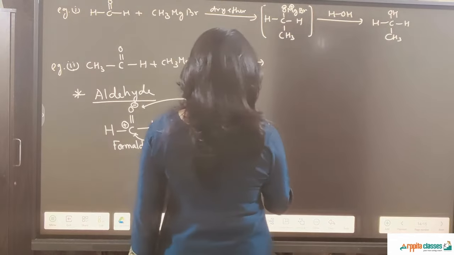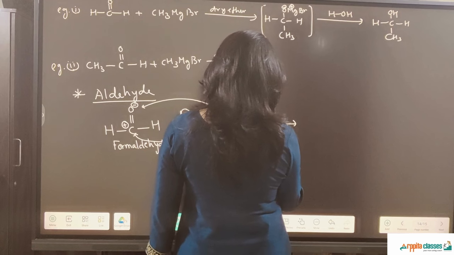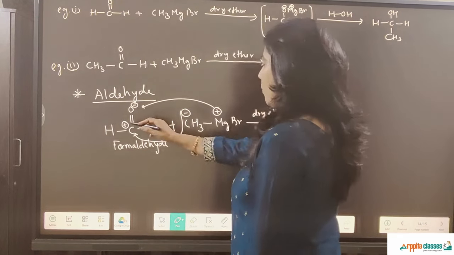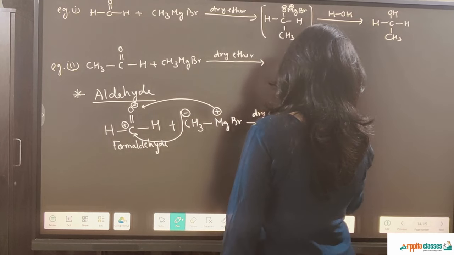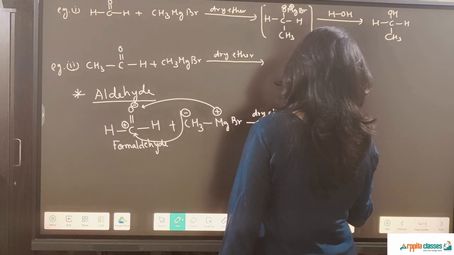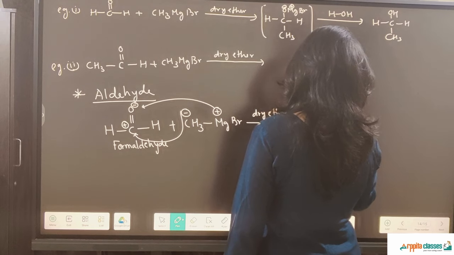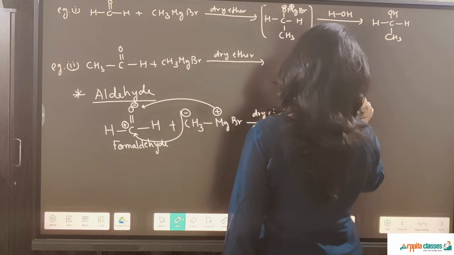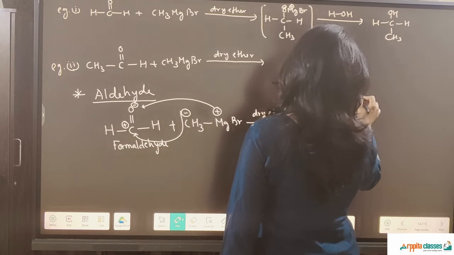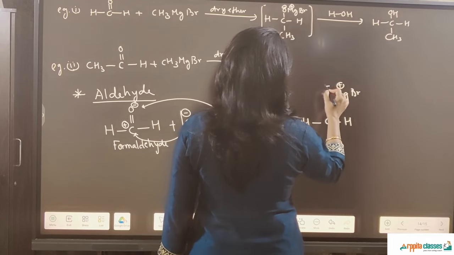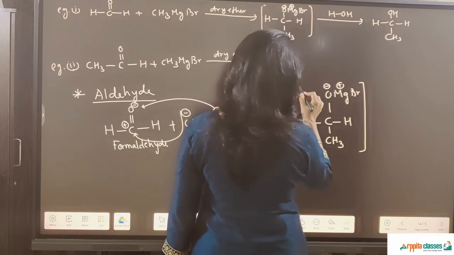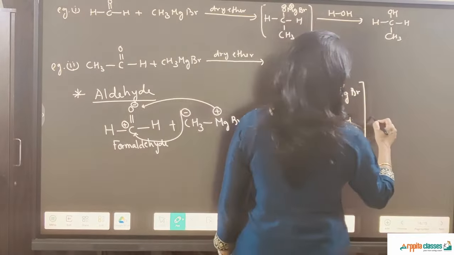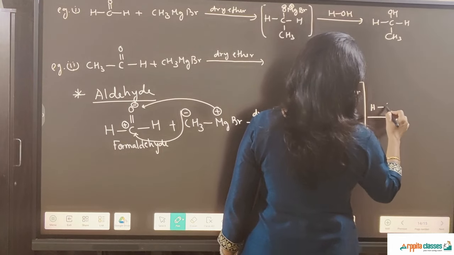So this reaction happens in presence of dry ether. Whenever you are taking Grignard reagent, remember the solvent is always dry ether. What we get is H2C. The CH3 got attached to this carbon. This hydrogen is already there, and O minus gets attached to MgBr. So this is a complex. First of all, this is unstable. It is a complex. Now you will be treating this complex by HOH, that is water.